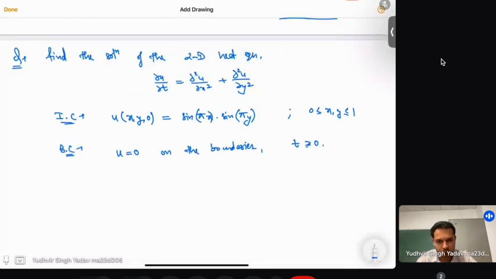So you can think about how to solve this problem, or we will see that we have to solve this 2D heat equation with the given initial and boundary conditions using an explicit scheme.